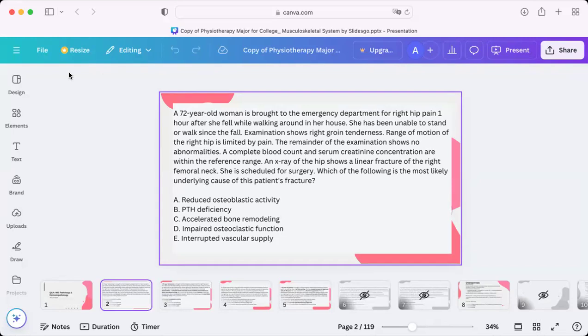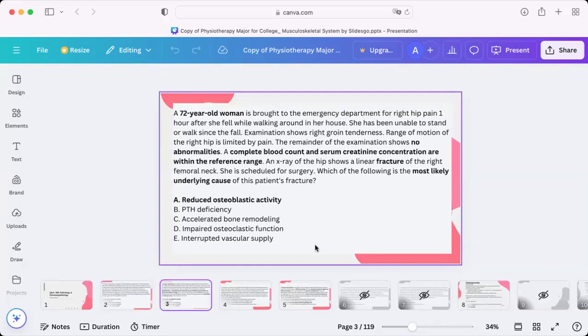Basically, the main pathophysiology is... that sound is disrupting a bit. Is it better now? Does this sound better? All right, perfect.